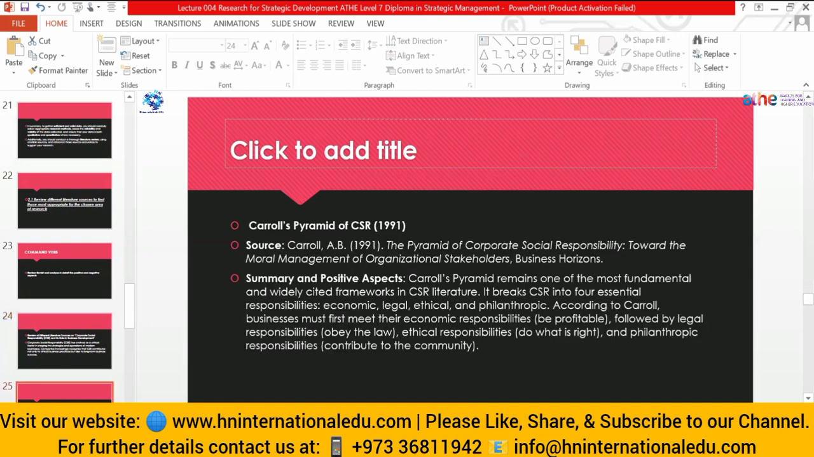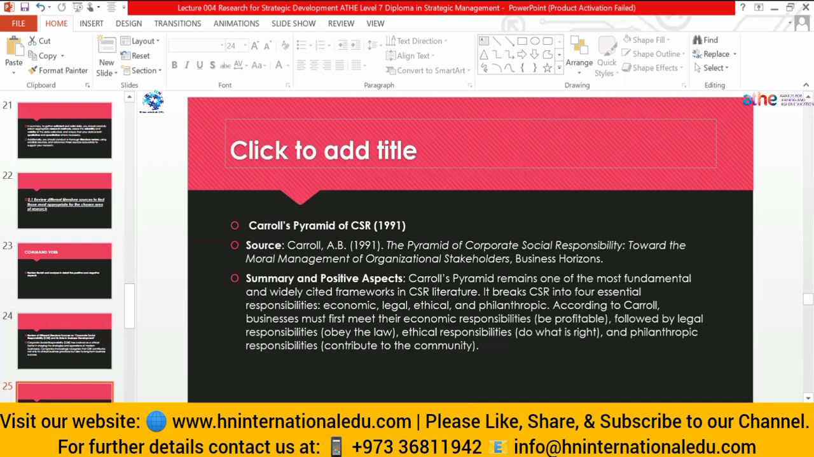Now, these are exactly the papers. The first paper is Carroll's Pyramid of CSR. I chose this one from 1991. I did find some from the 2000s, but the latest ones were not there. This is the source, that's where I took the paper from. It is from Carroll, B., 1991, The Pyramid of Corporate Social Responsibility: Toward the Moral Management of Organizational Stakeholders, Business Horizons.